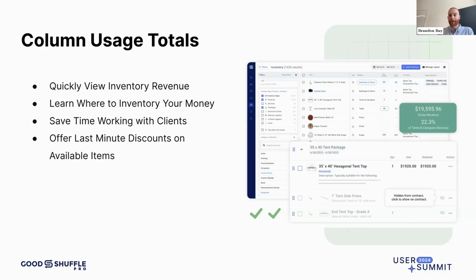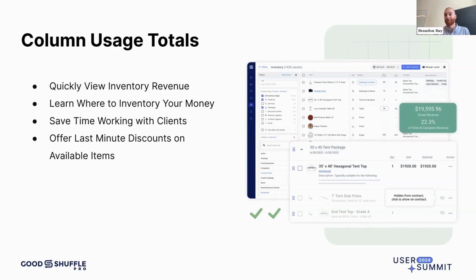So for example, if you add the gross revenue column and then select the last 90 days, the column data will display the total revenue earned off of your item in the last 90 days. At the bottom of the table, you'll notice a new table footer. In that footer row of the gross revenue column, you'll see the total amount of money made across all your inventory items displayed in the table in that period of time.